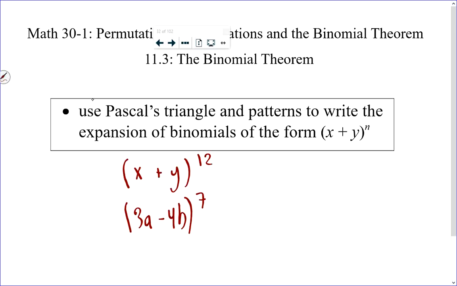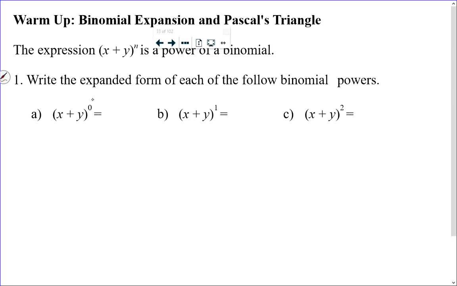These are both binomials that are raised to an exponent. They're called binomial powers. So that's what we're going to start off with here. The expression x plus y to the n is a power of a binomial. What does that mean? It means we have a binomial raised to an exponent. Really basic, okay?